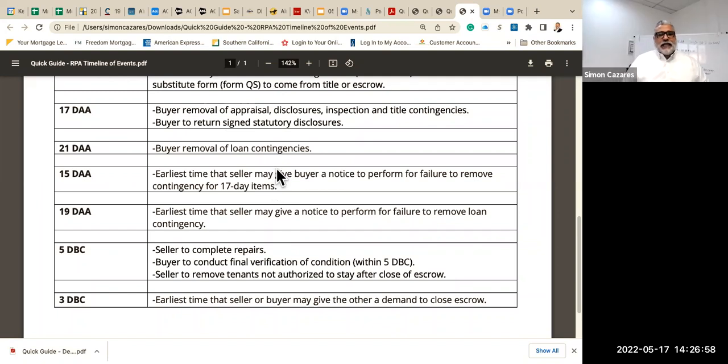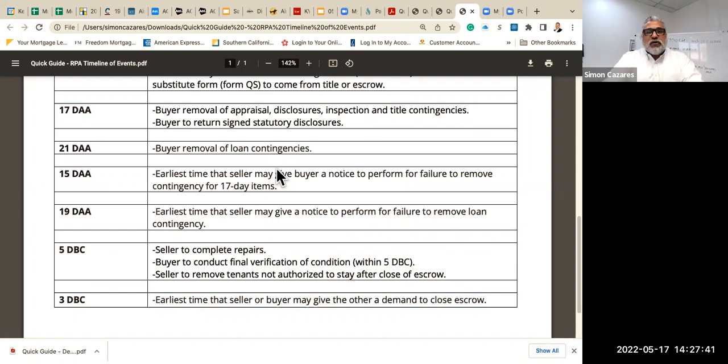All right, 3 days before close is the earliest time that the seller or buyer can give the other a demand to close, meaning that either party can give each other the demand to close. So if you know that the close of escrow is tomorrow, and you represent the buyer or the seller, and it's not looking to close, then you must submit the demand to close if you want to, but that jeopardizes the position. So let's just say, for example, that you represent the buyer.